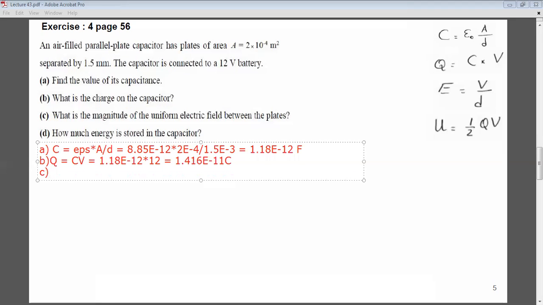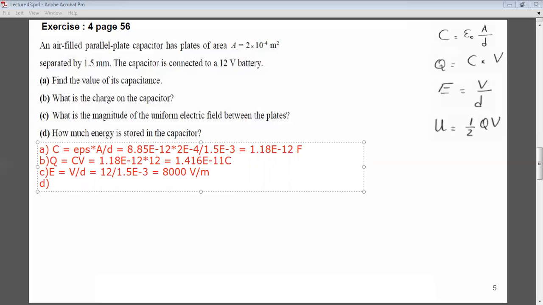Part C, what is the magnitude of the uniform electric field? This is E equal V over D. So this is equal to 12 divided by the distance between them, which is 1.5 millimeters. So it is 1.5 e to the minus 3. And this gives me 8,000 volts per meter.